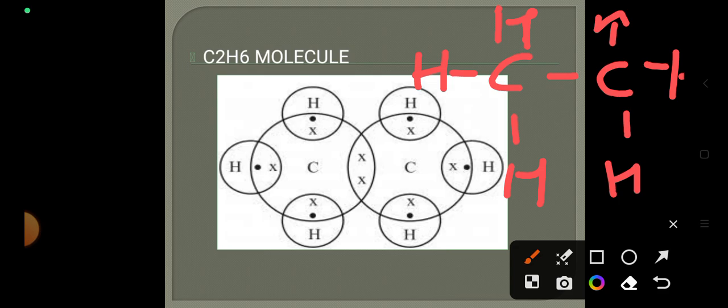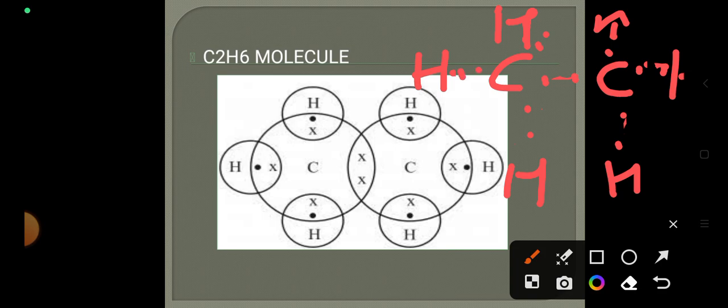If you get confused about how to draw the electron dot structure, then first write the structural formula. Every bond is made up of 2 electrons, so replace the bond by 2 electrons. Similarly again, replace the bond by 2 electrons. If you go on replacing all the bonds by 2 electrons, then we will get the electron dot structure. So go on replacing each bond with two dots.